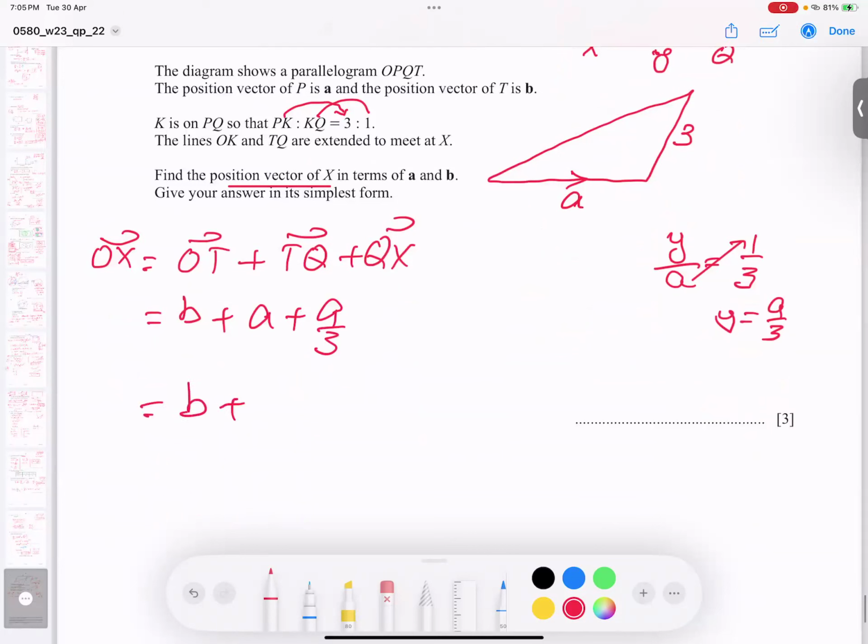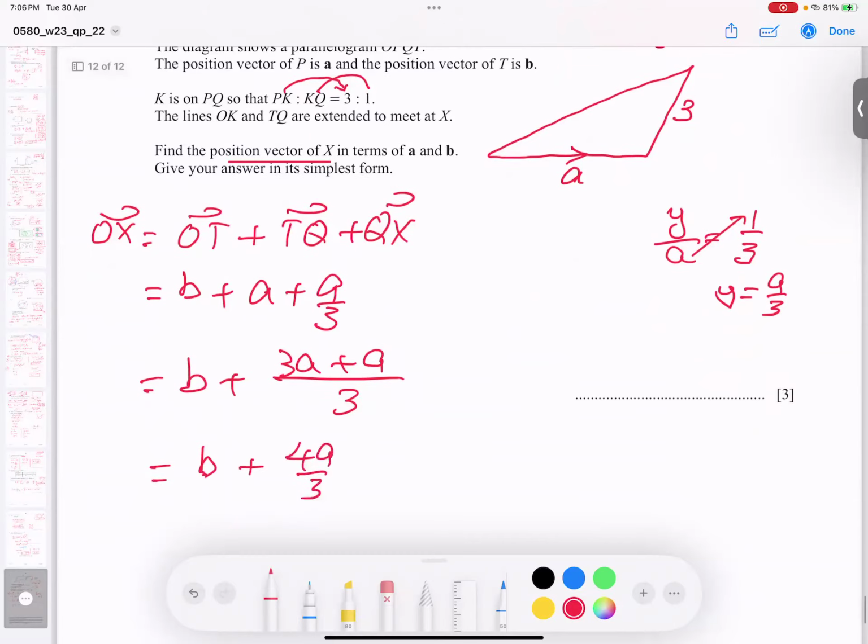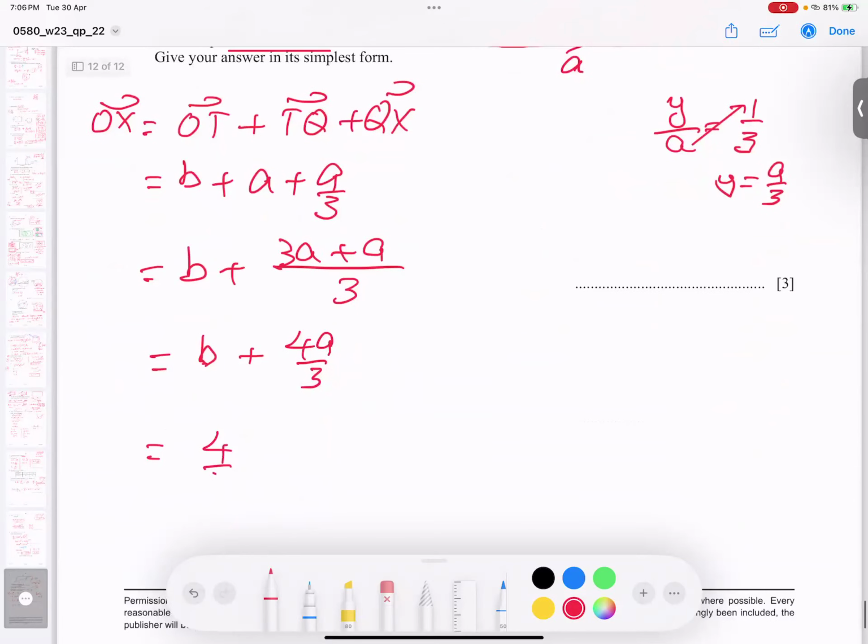So b, and here LCM 3, 3 multiplied with a. I got 3a. And a as it is. So I'm coming here, and the point is what? 4a over 3. And finally, I get what, students? 4 by 3 a plus b. And this is my final answer.